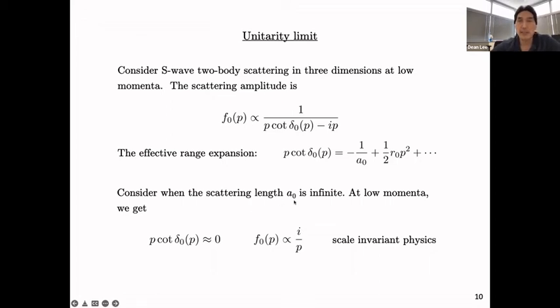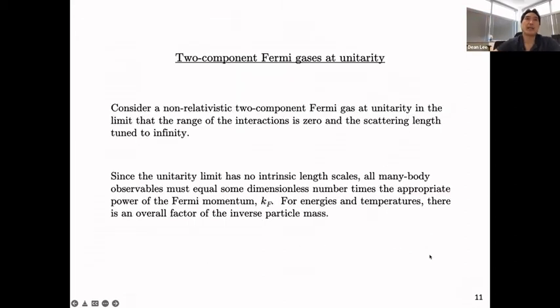But now if we take the scattering length to infinity, then at low momenta, we can make this approximation that p cotangent delta is approximately equal to 0. And so then the scattering amplitude in the S wave is proportional to i over p. And so there's no fundamental scale in this system. And so we get scale invariant physics, which means that there are some very nice conformal symmetry properties, scale invariant properties of this 2-component Fermi gas at unitarity.